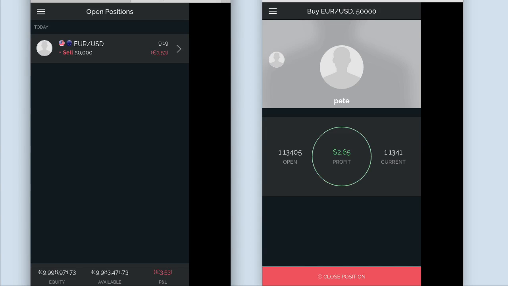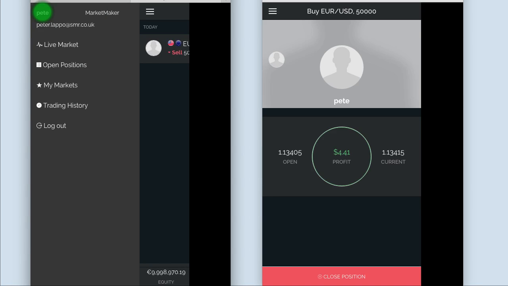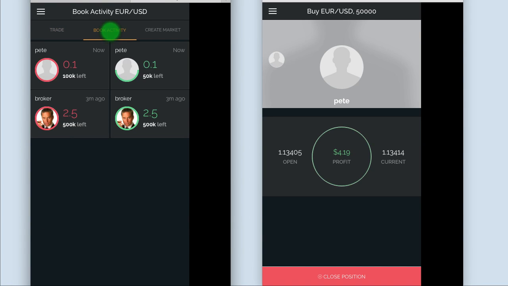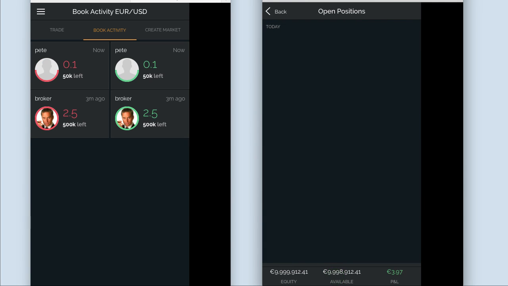Okay, what are we going to do now? Well, Alex has been trading for a while, and he now decides he doesn't want to continue keeping his position open. So let's go back to the live market and have a look at the Eurodollar here and the book activity. Here we had 50k that Pete had sold to Alex, and now Alex is going to close his position because he decided $3 is enough profit for him. His open positions disappear, as you would expect. He's booked that profit into his overall account.